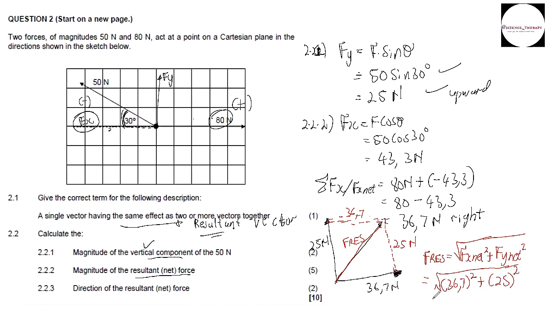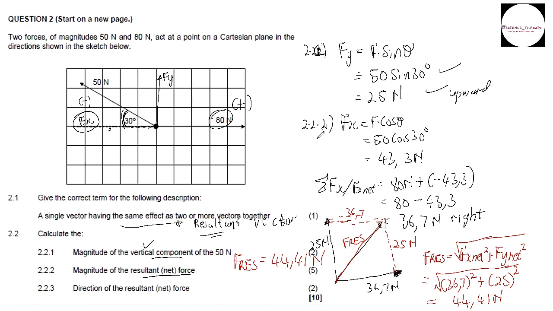Now, all we have to do is punch all this into our calculator. It gives you a value of 44.41 newtons, right? So let me just write it here so it's visible for everyone. So F res, after doing this, gives us 44.41 newtons. So this was all 2.2.2, right? We were trying to find the magnitude of the resultant force. Note how we did it.